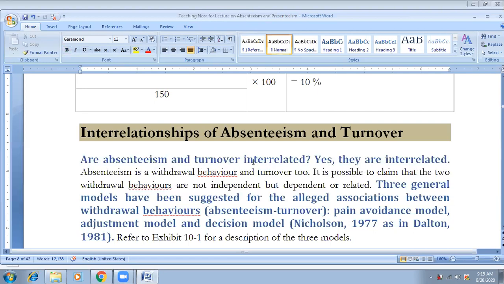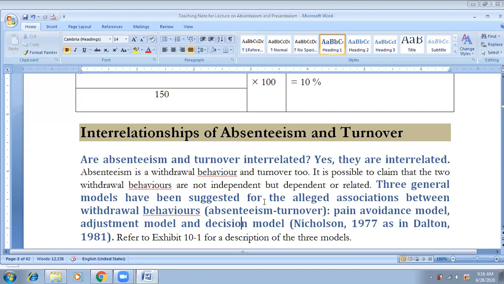So, are absenteeism and turnover interrelated? Of course, yes. Absenteeism is a withdrawal behavior, as I mentioned earlier. Turnover also is a withdrawal behavior. Hence, it is possible to claim that the two withdrawal behaviors are not independent, but dependent or related. That means absenteeism relates to turnover, and turnover depends on absenteeism. We can argue like this: increased absenteeism will result in turnover, and reduced absenteeism will result in reduced turnover. That's why there is relatedness between these two issues.